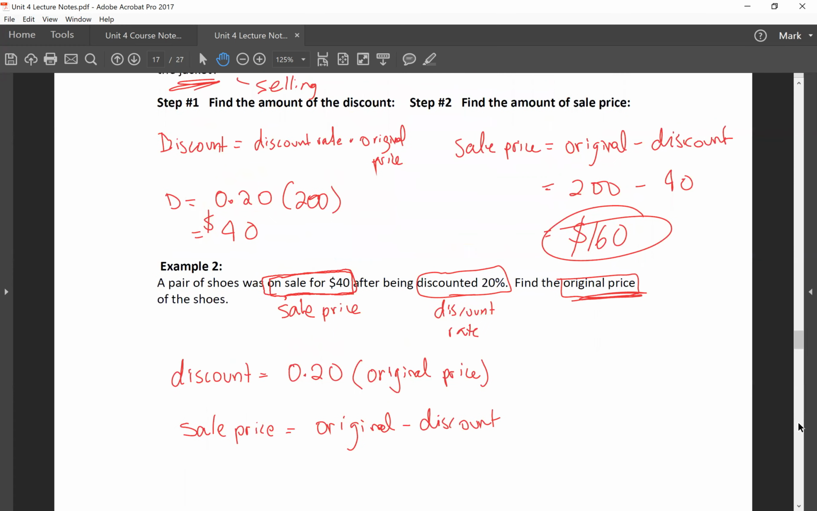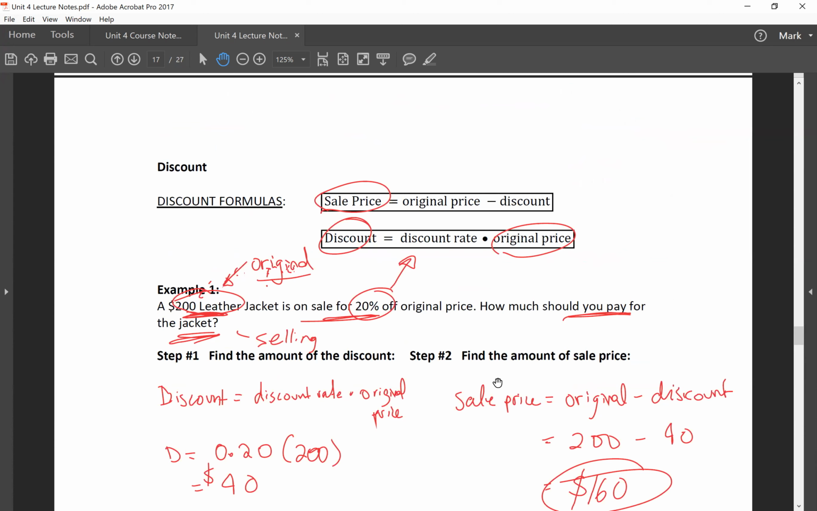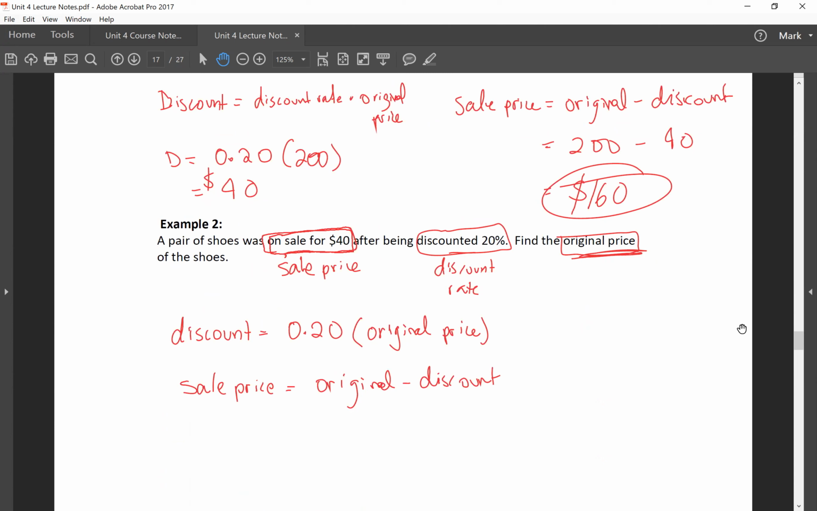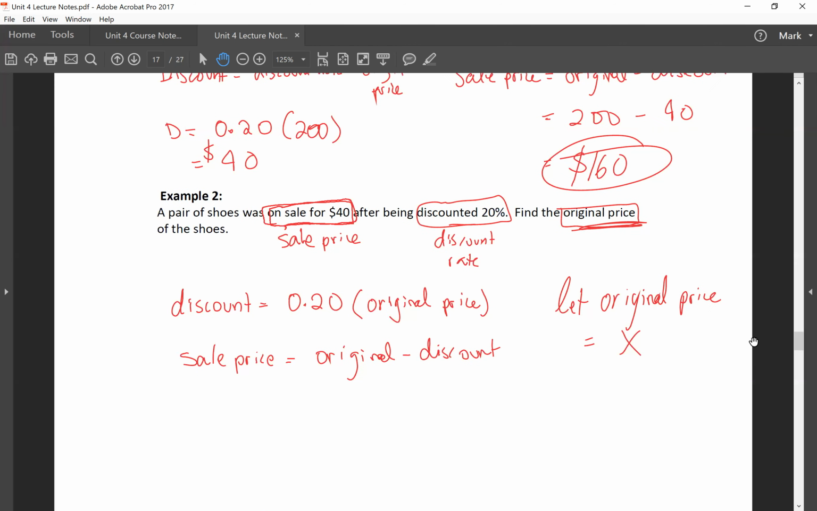So I have one little problem here, guys, and I'm using these formulas up here. I'm not even rearranging them. I'm using them as they are. There's one problem here, though, is this doesn't really look like a math equation, does it? Let's let the original price, let's just go back to classics. Let's call it X. And this will make more sense when I put in the X. So the sale price is 40. The original is X, and I'm subtracting 0.20 times X.